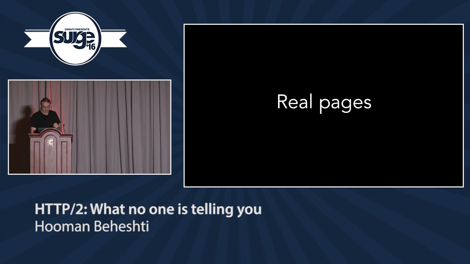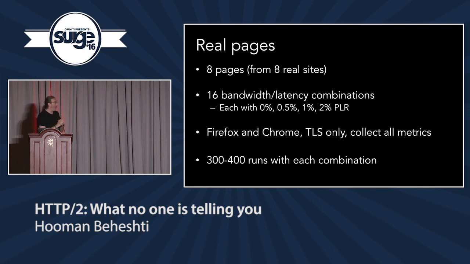So I took 8 real pages, 8 home pages from 8 real sites, and I tested them with 16 different bandwidth and latency combinations, so all sorts of different broadband and all sorts of different not broadband, like mobile-type connections. Each of them incurring those 4 different packet loss profiles. I tested Firefox and Chrome.